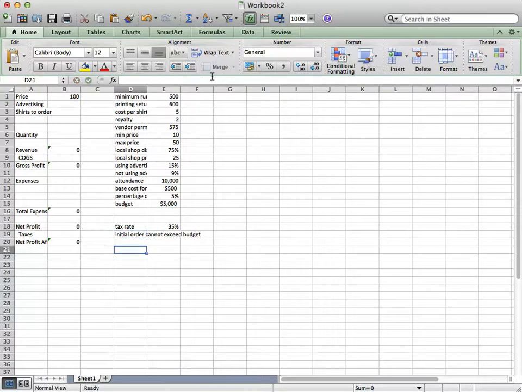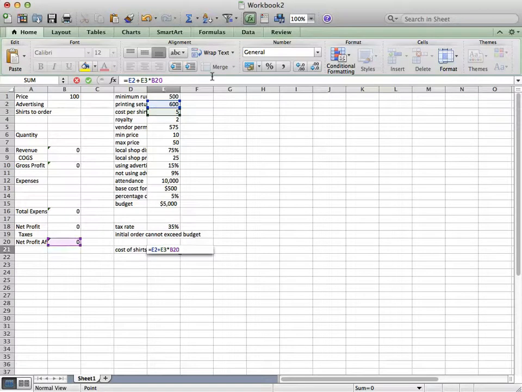Now, if I wanted, I could go ahead and have a field here and say cost of shirts ordered. And when we look at what the shirts cost, it said the shirts cost the amount of the setup, which is $600, I'm sorry, plus the cost per shirt times the shirts ordered.